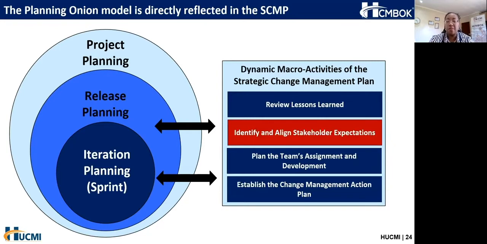And if we look at some of the dynamic macro activities, and these are activities within release planning and iteration planning, which are very cyclical and very iterative. So reviewing lessons learned, each time we do a lessons learned review for release planning, we may be including new lessons, and this includes lessons from past projects, but it also includes lessons from that particular iteration or sprint. Identifying and aligning stakeholders. So we talked about the fact that this is something that you will continue to revisit. So you map your stakeholders, but you continue to go back to understand whether the position of that stakeholder has changed. Planning the team's assignment and development.